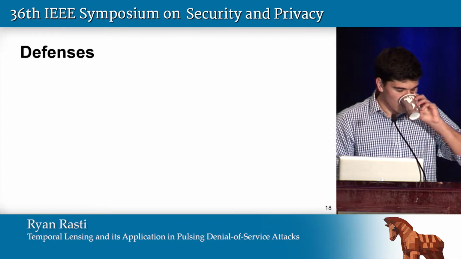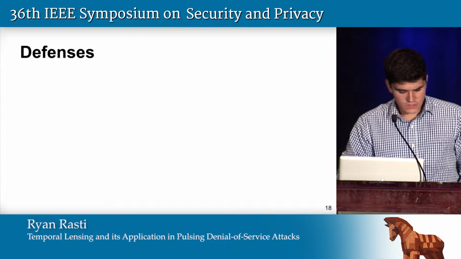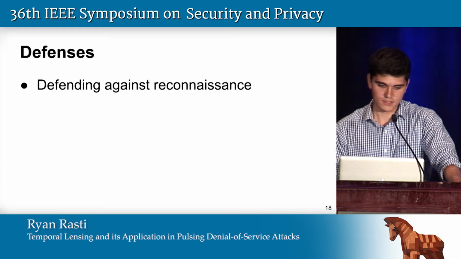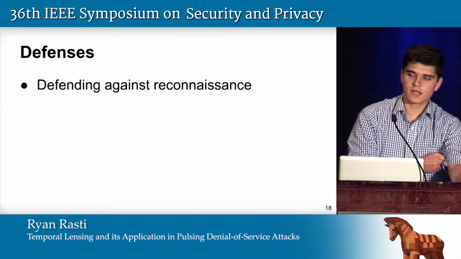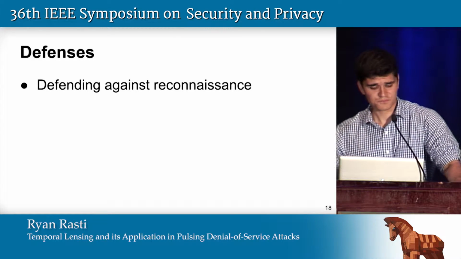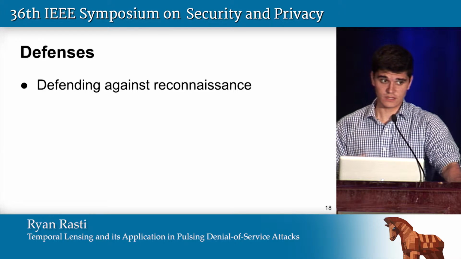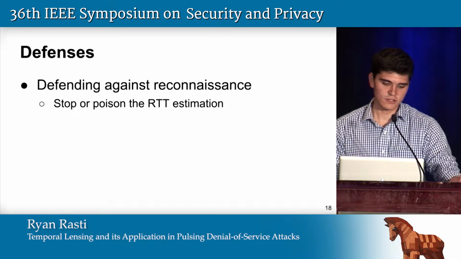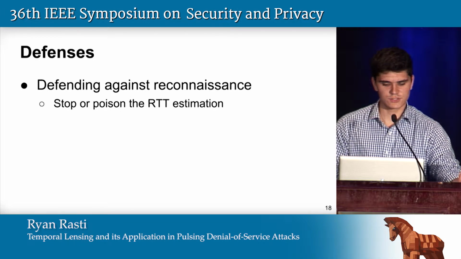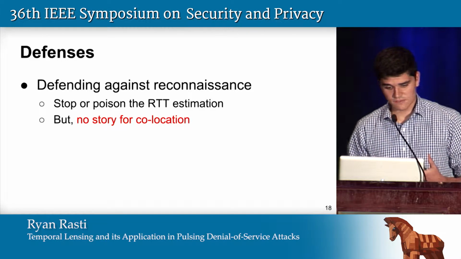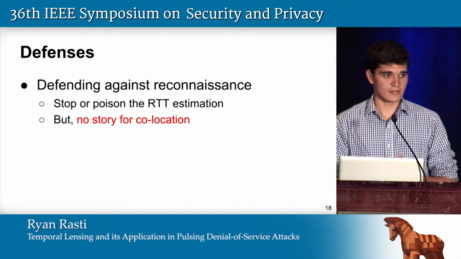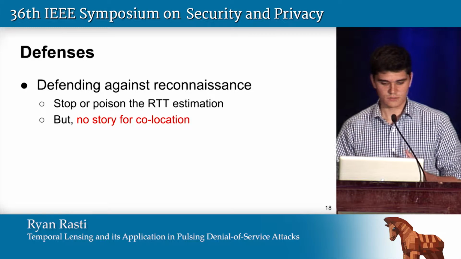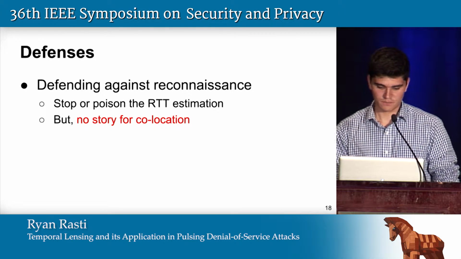So I guess onto defenses here. There's two main sides to defense. The first is defending against the reconnaissance portion, the King-style latency estimations, right? A defender might be able to stop or poison these estimations, but even if the defender did, there's still no story for an attacker finding a co-located server to the victim and obtaining measurements to it.